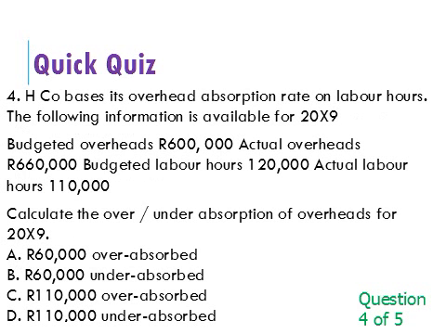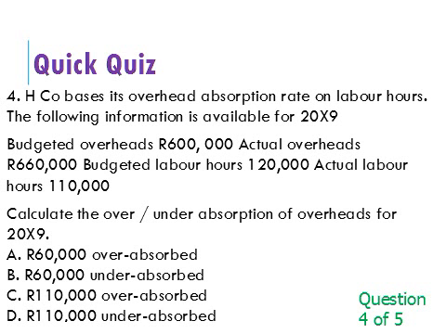Question 4. HCO bases its overhead absorption rate on labor hours. The following information is available for 20x9. Budgeted overheads 600,000 rands. Actual overheads 660,000 rands. Budgeted labor hours 120,000. Actual labor hours 110,000. Calculate the over or under absorption of overheads for 20x9.